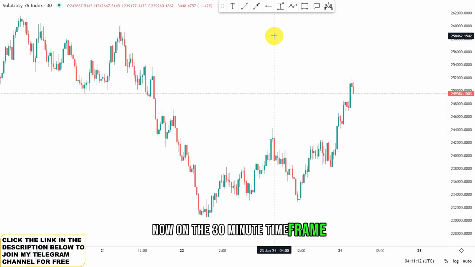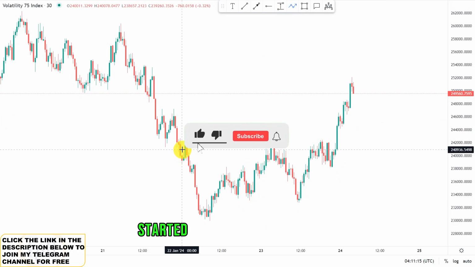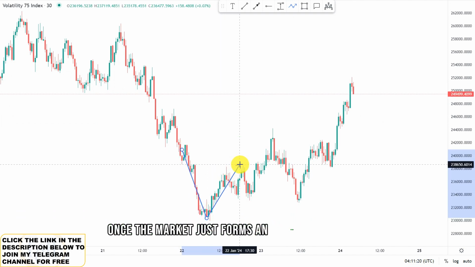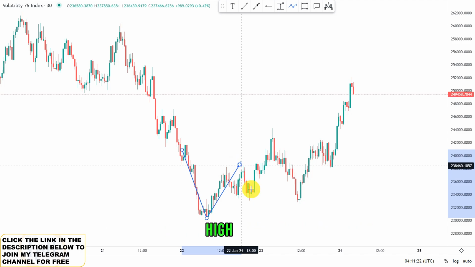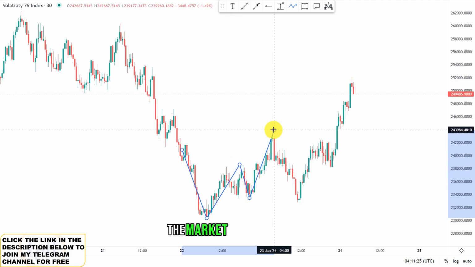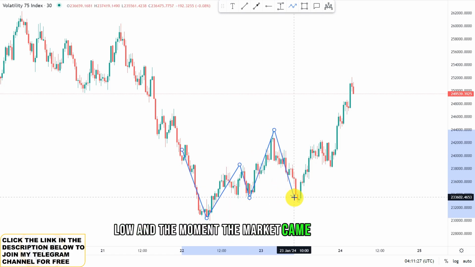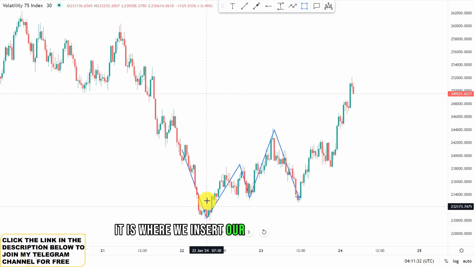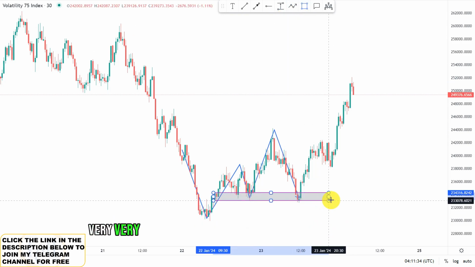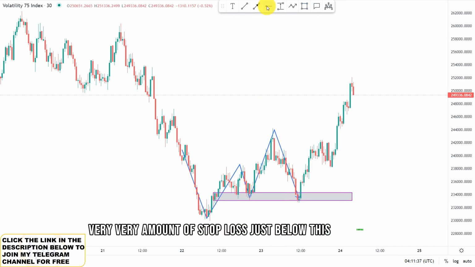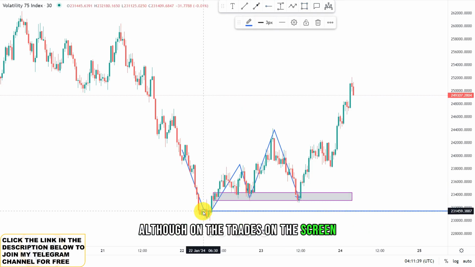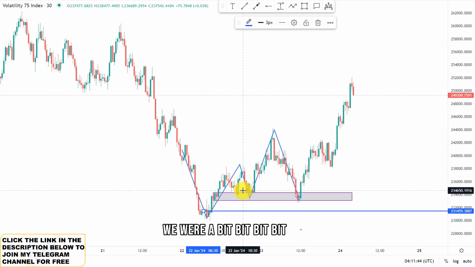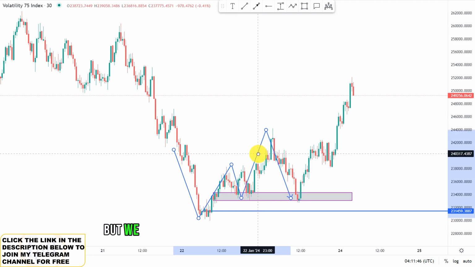Now on the 30-minute time frame, what we did is we waited until the market started to form an uptrend movement. And once the market forms an uptrend movement, we know how it moves: higher high, higher low, higher high. The market broke this higher low, and the moment the market came to retest this level right here, it is where we entered our buy trades with a very small stop loss just below this structure. Although on the trades on the screen, we can see we entered around 23.47.